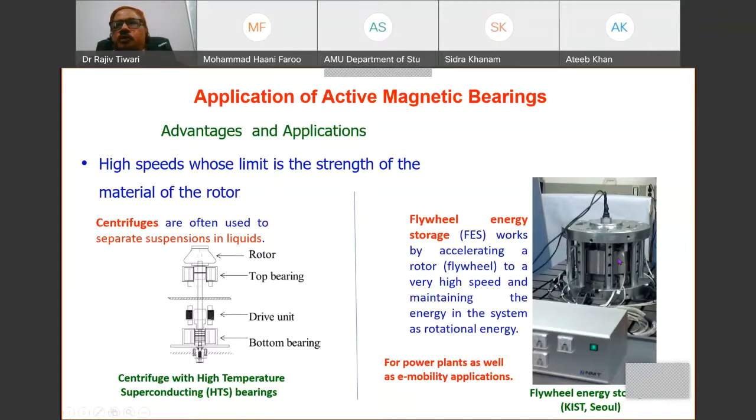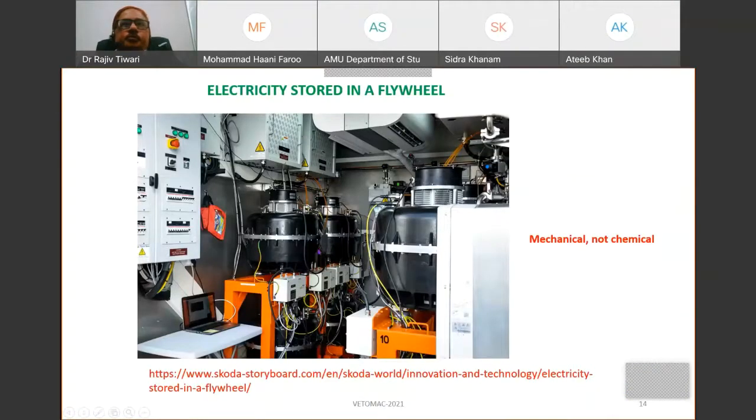It has applications not only on a small scale, but also on a bigger scale, like people are using very big flywheels even for the storage of energy in power plants, and now e-mobility applications are coming up. Charging the battery is a bigger problem, especially for chemical batteries, but this kind of device can quickly store energy, and it can be put in the vehicle. Already some, like Skoda, have started making this kind of energy storage device, which can be quickly charged, or can quickly store kinetic energy, and that can be used for moving electrical vehicles, because it can again be converted into electrical energy whenever it is required.